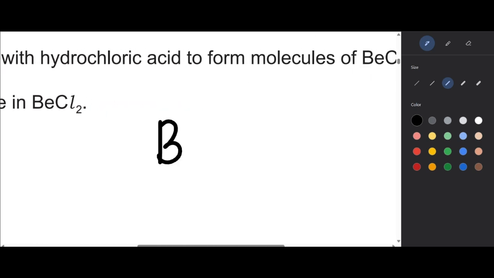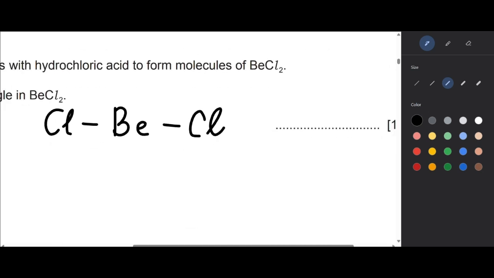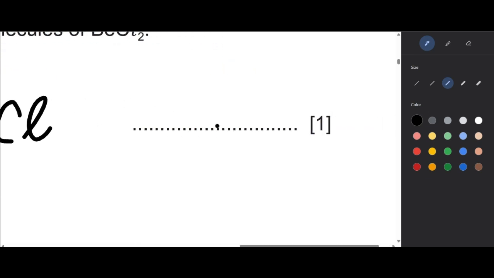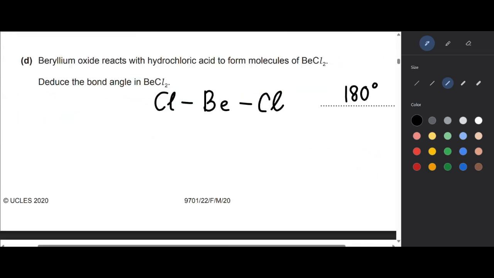So Be bonding with Cl2. Cl. It is a linear shape because there are two bonding pairs here and no lone pair. So the angle is 180 degrees. Next question.